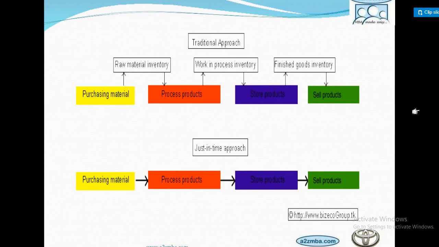having inventory stored here. In the just in time approach, we do not have to store inventory. So we will directly purchase material, then give it to the process product, and then process product will directly give it to the store product, and store product will directly give it to the sell product. Whatever inventory is involved in between these departments will be eliminated in just in time approach.